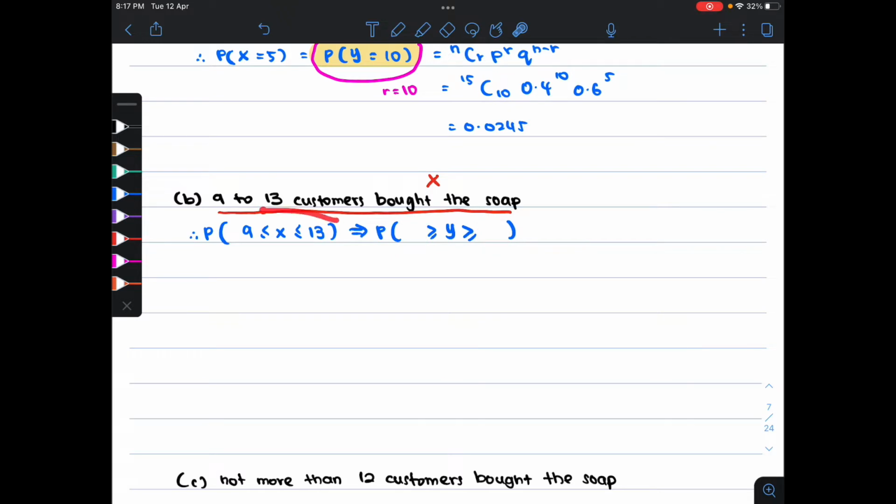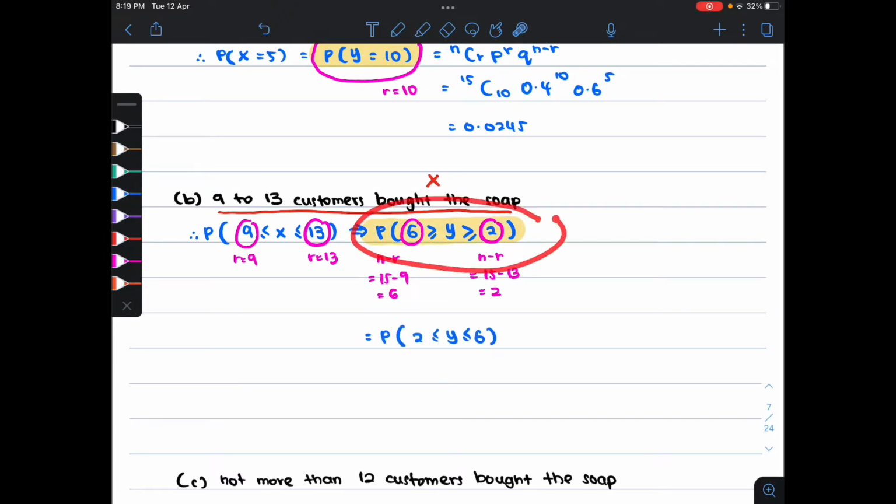So don't forget, for X we're using R. Therefore for Y, it's going to be N minus R. So if here R is equal to 9, therefore here it is N minus R, so 15 minus 9 is 6. The same goes for this value here. If R is 13, therefore N minus R is 2. So we will only look at event Y only.